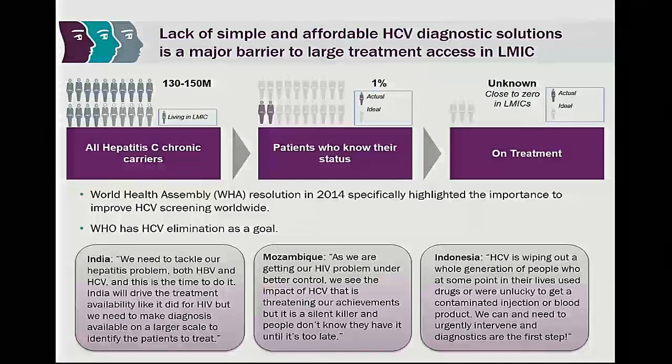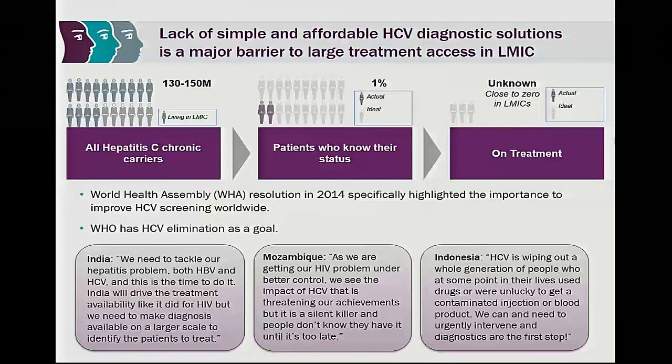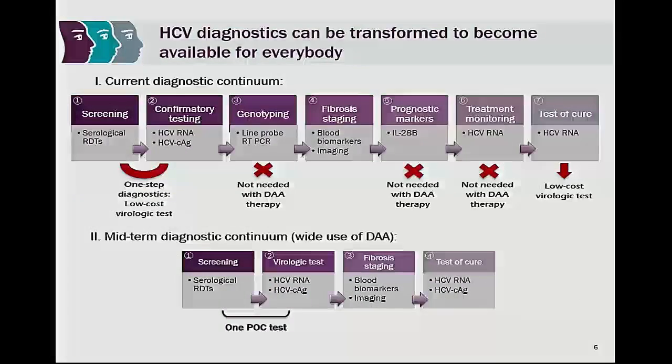And the countries are seeing this. They are seeing that as they are controlling HIV better, or in Asia in particular, already in particular populations such as PWID, they have a huge problem and that it affects their health systems and the health of their people tremendously. So what do we think? What do we want to do?